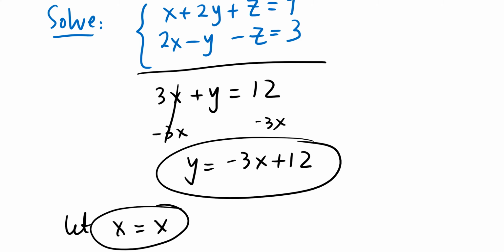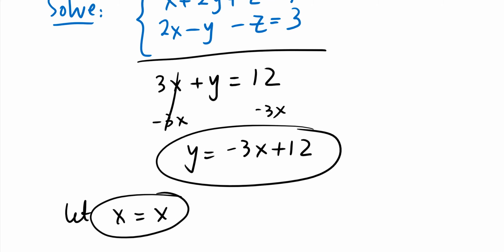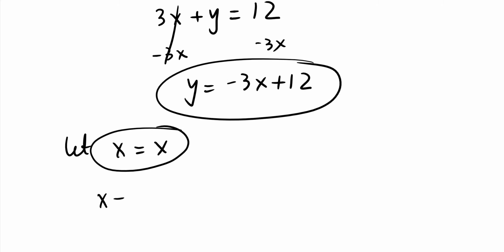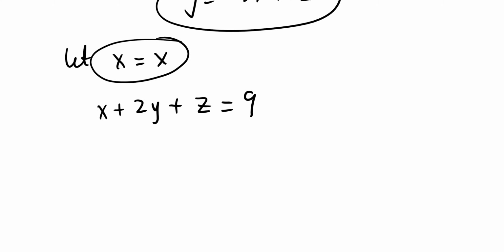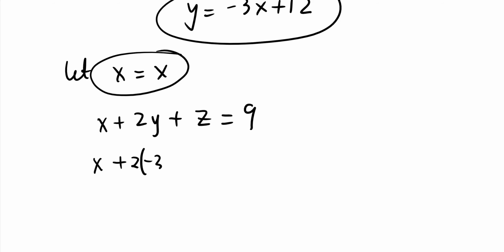x is just itself. And then I'm going to take the first equation, the given equation, and solve for z in terms of x. So I'm going to get everything in terms of x, and you will see in a minute why. So x is just x. y we solved, it was negative 3x plus 12. And z, the equation says z equals 9.